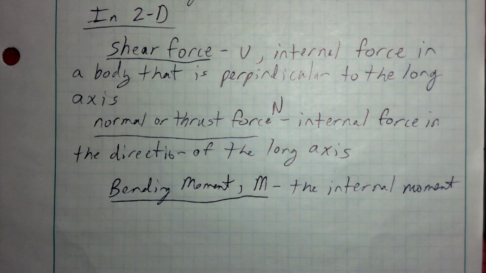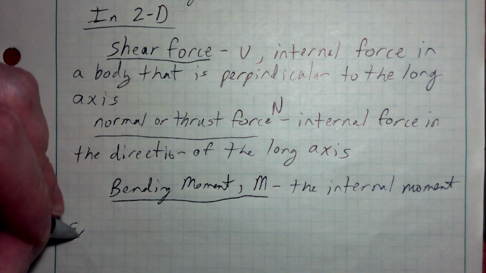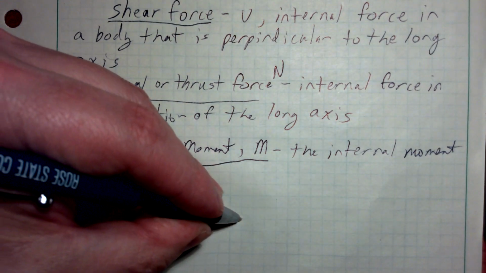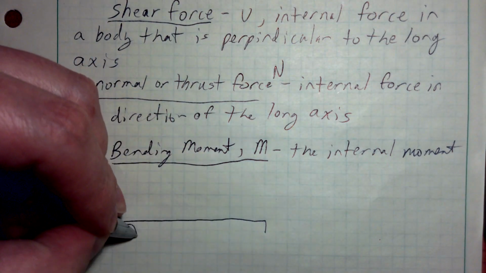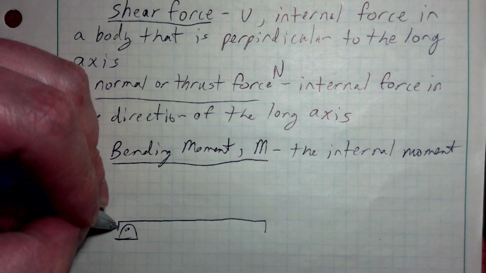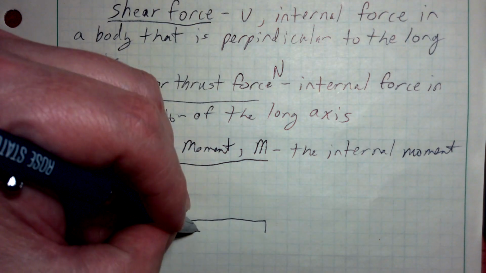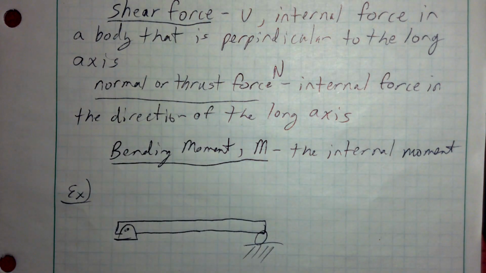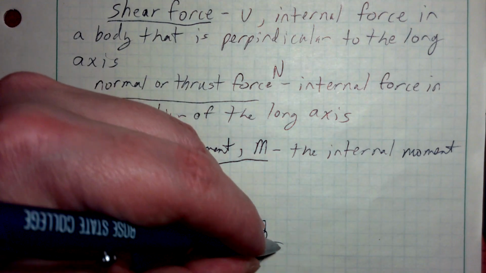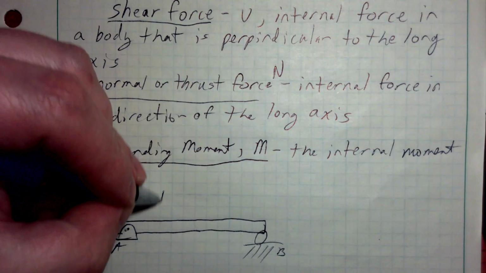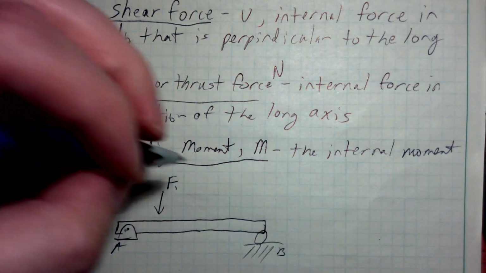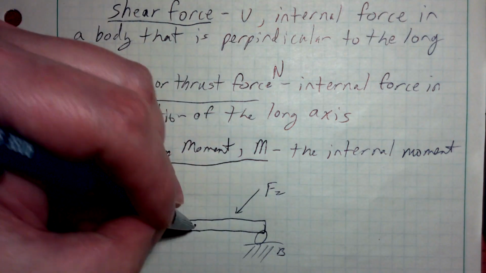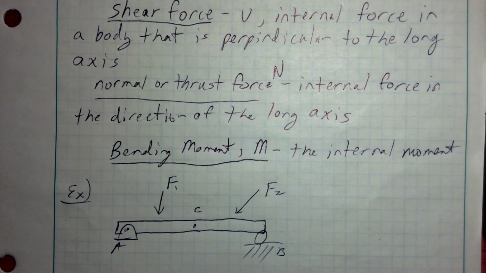Okay, so let's do a very simple example here. We're not going to put any numbers on this yet, we'll just keep it very simple. We'll put a pin on the left, put a roller over here on the right on a horizontal surface. We'll call this A, we'll call this B. Let's draw a couple of forces here. Let's put force F1, let's put force F2, and let's say we've got some arbitrary point C in here.